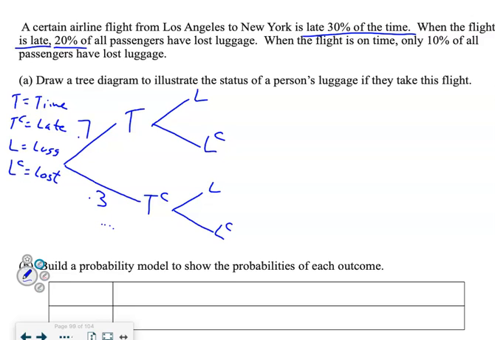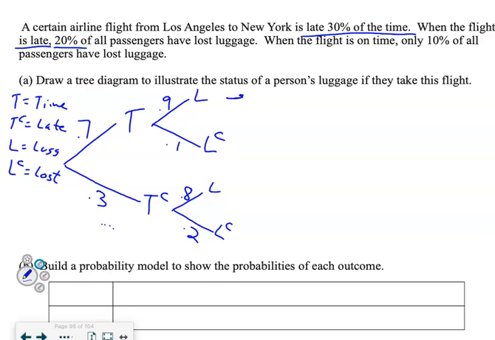Okay, all right, so when the flight is late, so that's down on the bottom down here, 20% of the passengers have lost their luggage. So 0.2 goes down there, which means 80% goes here. Remember, they have to add up to 100%. When the flight is on time, only 10% have lost their luggage. That means 90% still have their luggage, okay?